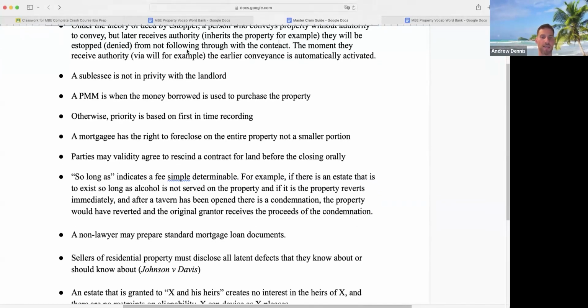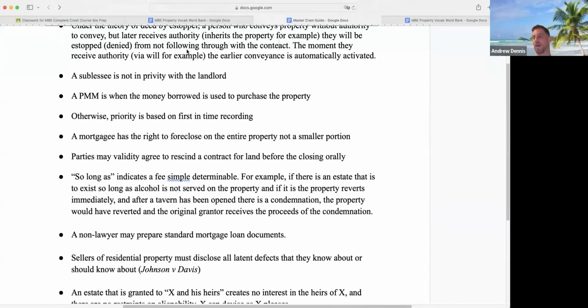So long as it indicates a fee simple determinable. For instance, if there's an estate that is to exist so long as alcohol is not served in the property, and the property reverts immediately, and after a tavern has been opened, there's a condemnation, the property would have reverted and the original grantor receives the proceeds of the condemnation. So the moment they started serving alcohol, it automatically reverted back.